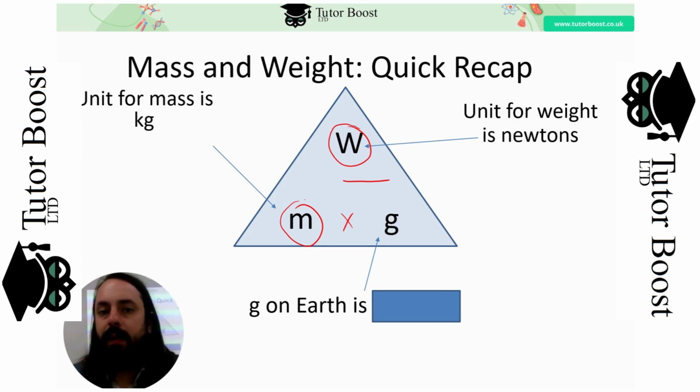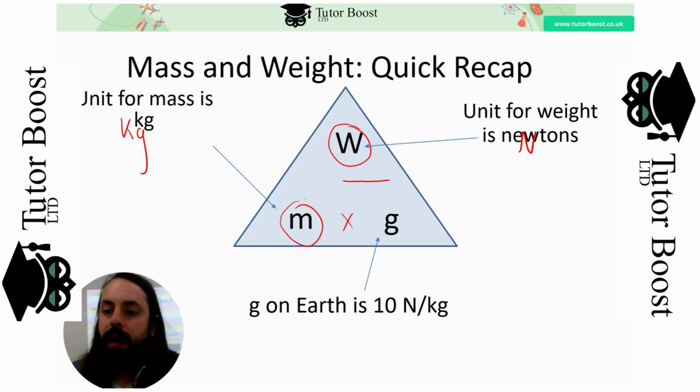Now let's have a look at the units. For mass, if you did this correctly in the starter, you should know that it's kg. Then for weight, it's newtons, because it's a force. Every single force is measured in newtons. And then G on Earth is 10, always 10 newtons per kilogram. Now I know that some of you might say, no, sir, it's 9.81. Well, in GCSEs, you are allowed to use 10, and that will make your calculation so much easier.